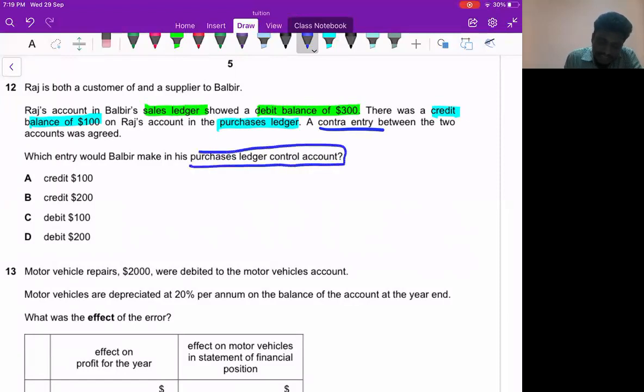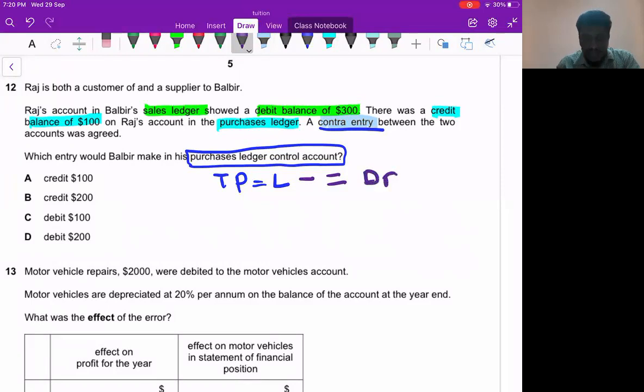Wait, the purchases ledger control account is trade payables. Trade payables is your liability. Now, do you want to plus or minus? Contra entry means we will minus. Liability minus will be on the debit side. So you need to debit. So which answers are confirmed wrong? A is wrong. B is also wrong because they say credit. So now I have C and D.